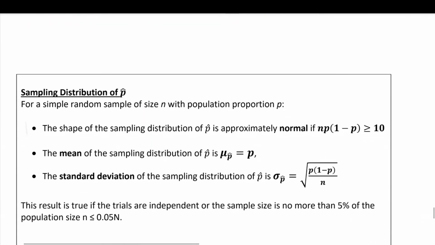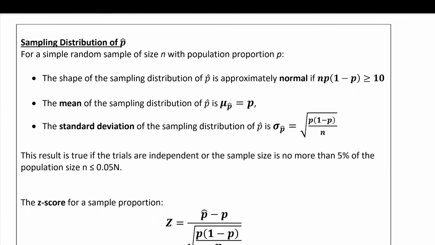All right, so the sampling distribution of p hat, well, the shape of the sampling distribution of p hat is approximately normal under certain conditions. And what are those conditions? Well, this condition is going to show up a lot in this course, and that is that np times 1 minus p is greater than 10. So it's not as simple as for the sampling distribution of a sample mean, where n just had to be greater than 30. Here it's a little bit more involved. Okay, there's an n, there's a p, and there's a 1 minus p.